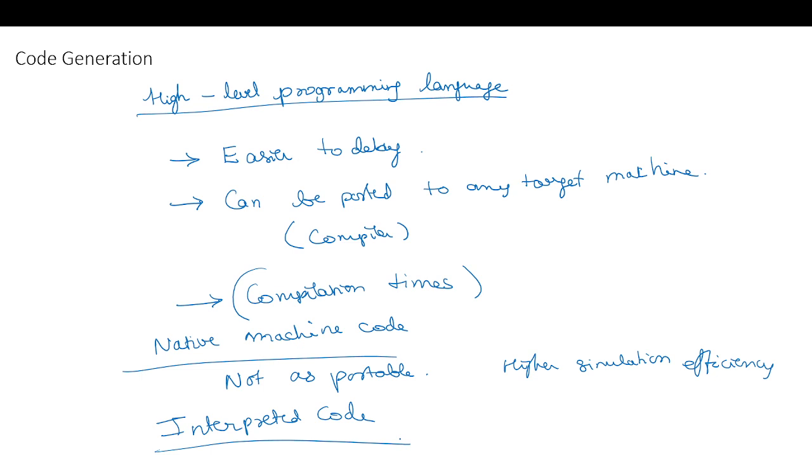So the target machine is a software emulator, and the code we interpret, we execute one line at a time. And this offers both portability and maintainability.